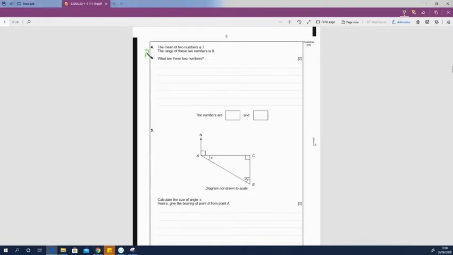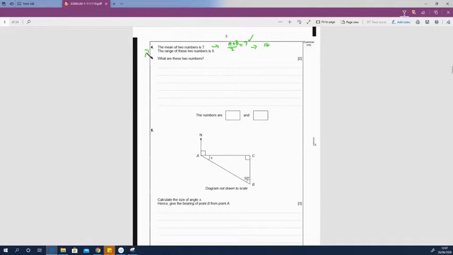Okay, if we come to question 4 now. Question 4 tells us that the mean of two numbers is 7 and the range of these two numbers is 8. It asks us what these numbers could be. Well, if the mean of two numbers is 7, if you remember, you have to add numbers a and b and then divide by the number of numbers, which in this case is 2, and you'd get the answer 7. That tells us that the two numbers a and b added together must equal 14, because 14 divided by 2 gives us 7.